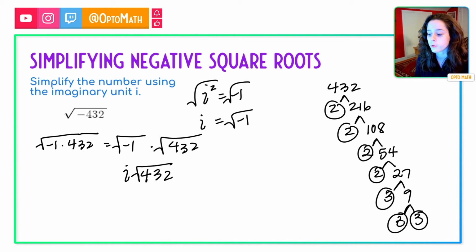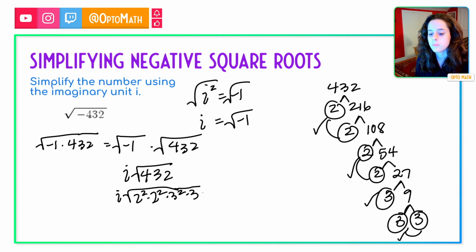Okay, find all your doubles. There's a set of 2s, another set of 2s, and a set of 3s. Okay, so I'll write it the long way. I times the square root of 2 squared, which takes care of that, times 2 squared, which takes care of that, times 3 squared, which takes care of that, and times 3.